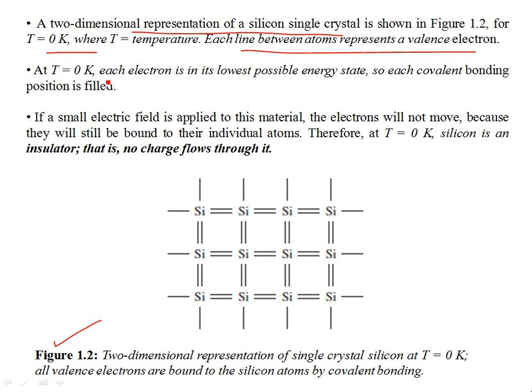But at such low temperatures, each electron is in its lowest possible energy state. It doesn't have energy to break free from the bond and start conducting. You don't see any free charge carriers. So in this state, there are no free carriers, and there is no conduction.